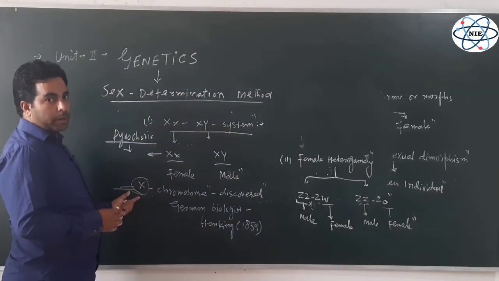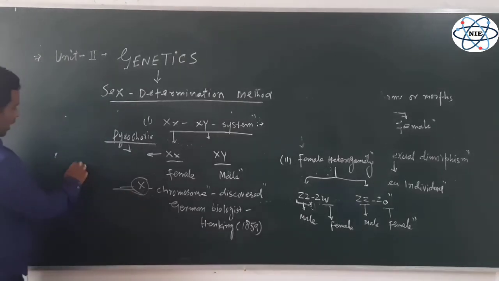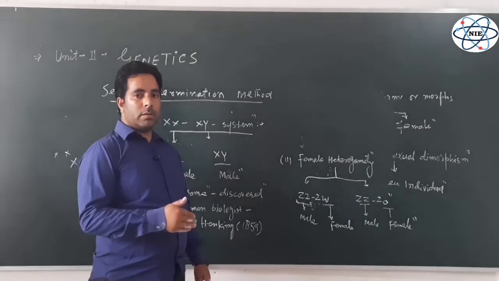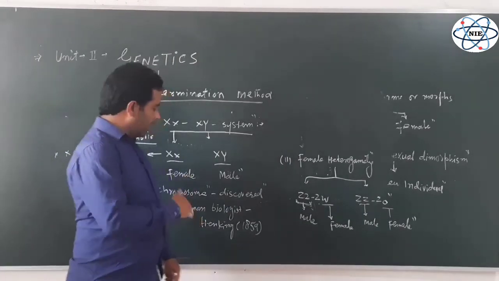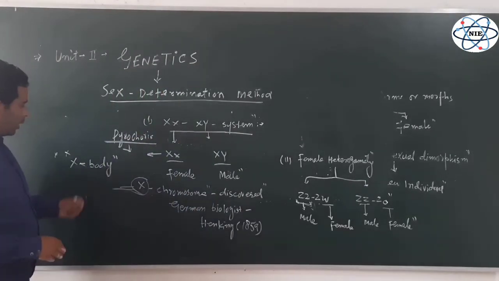When he first observed this X chromosome, he called it the X body. Let me tell you again, because the German biologist Henking was not sure whether it was really a chromosome or not, he simply used the term X body.